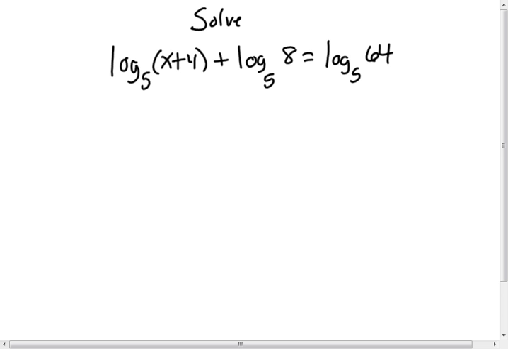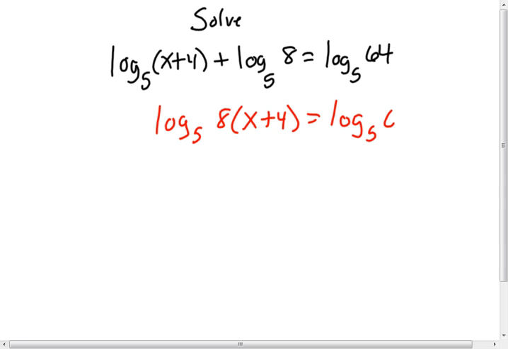And last but not least, we have a problem we have to solve. All these logarithms have the same base 5 number. And anytime you're working a problem like this where you have a plus or a minus in between logs, remember the plus indicates a multiplication scenario and a minus indicates a quotient scenario. So in this case, in order to solve this problem, we have to multiply the log base 5 of x plus 4 and the log base 5 of 8. So what we're going to have is log base 5 of 8 times x plus 4 equal to log base 5 of 64.